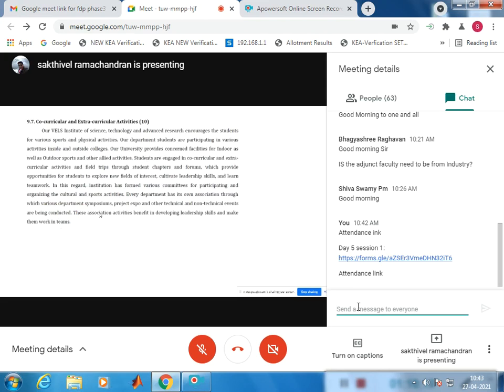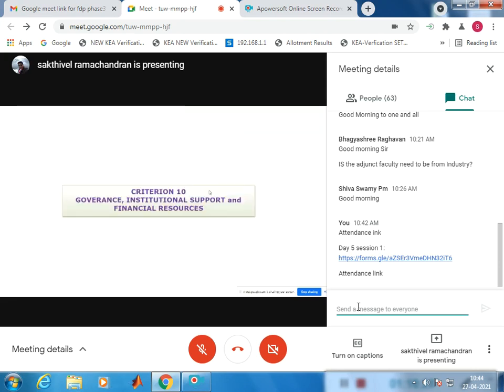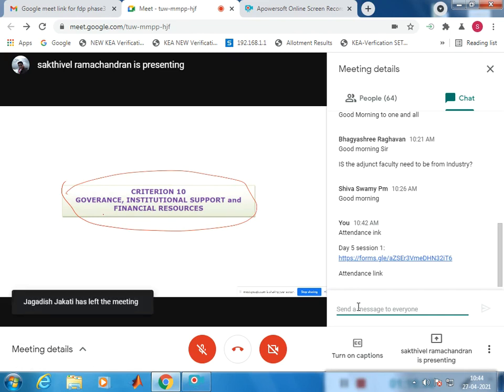Then something on the co-curricular and extracurricular activities. This carries 10 marks. This speaks about technical chapters, associations, sport activities, all this for developing the co-curricular and extracurricular activities. Coming to criterion 10, the last one, which speaks on the governance, institution support, and the financial resources.